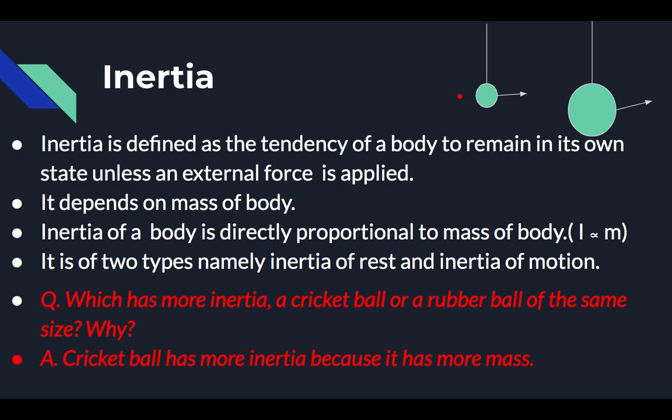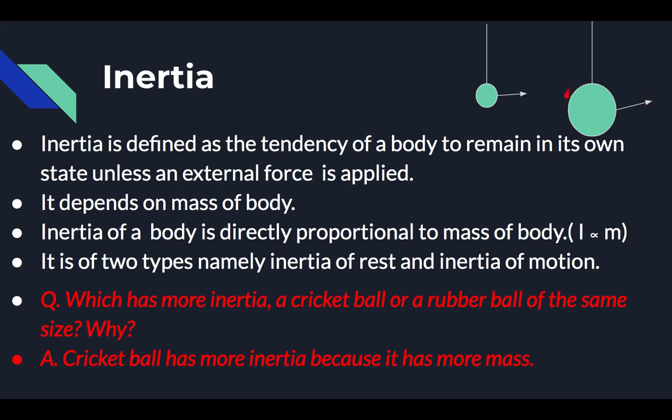Or let's think another way. Suppose both spheres are moving to and fro. That means they are in motion. And when they are in motion, they have inertia of motion. And if you want to stop them, where do we have to apply more force?